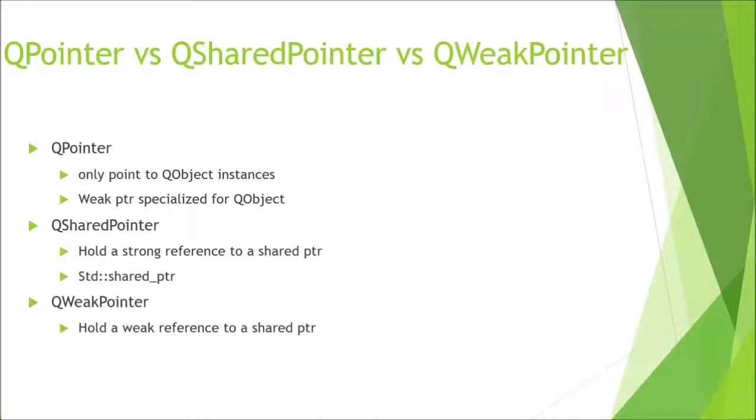Now let's compare the difference between QPointer, QSharedPointer, and QWeakPointer. A QPointer can only point to a QObject instance. It will be automatically set to a null pointer if the pointed object is destroyed. It is a weak pointer specialized for QObject.